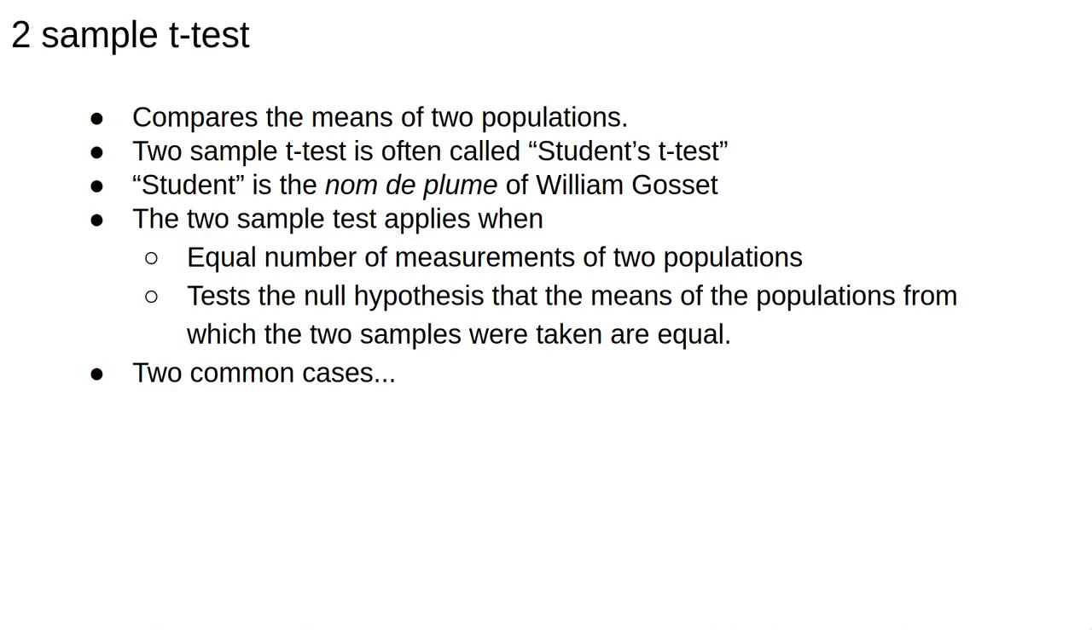Much more common than a one-sample t-test is the so-called two-sample t-test, which is used to compare the means of two populations. These tests are also often called Student's t-test, after the statistician Student, the pen name of the Irish statistician William Gosset. The two-sample test applies when we have an equal number of measurements from two populations and we want to test the null hypothesis that the means of the populations from which the two samples were taken are equal.